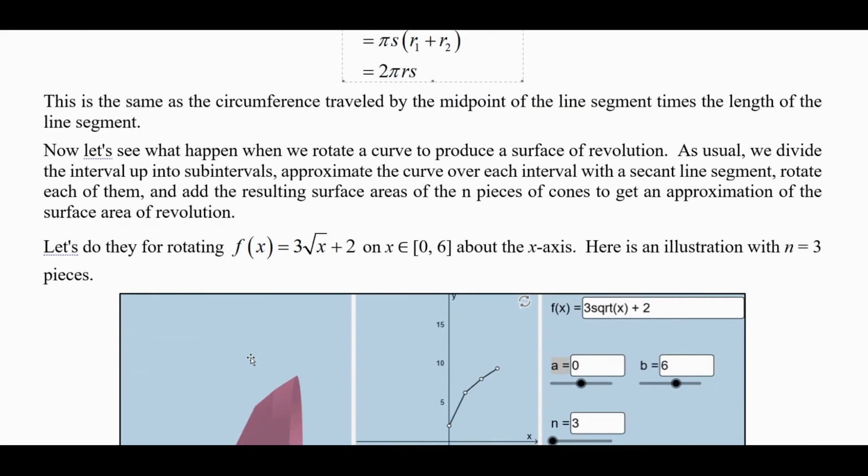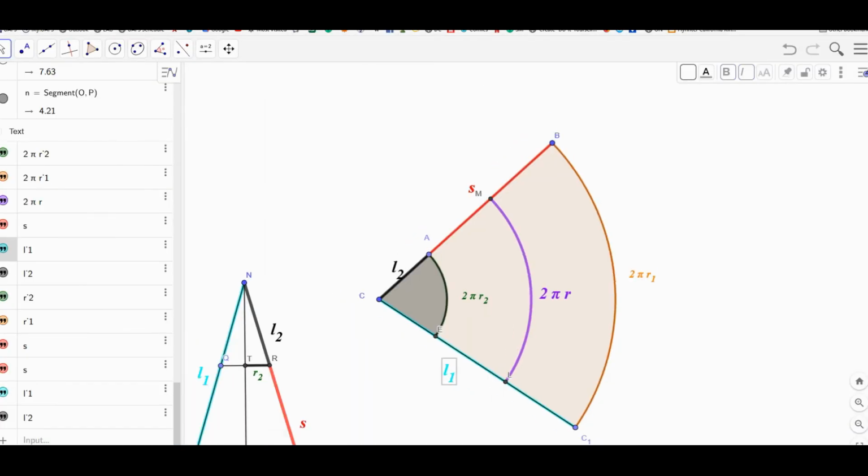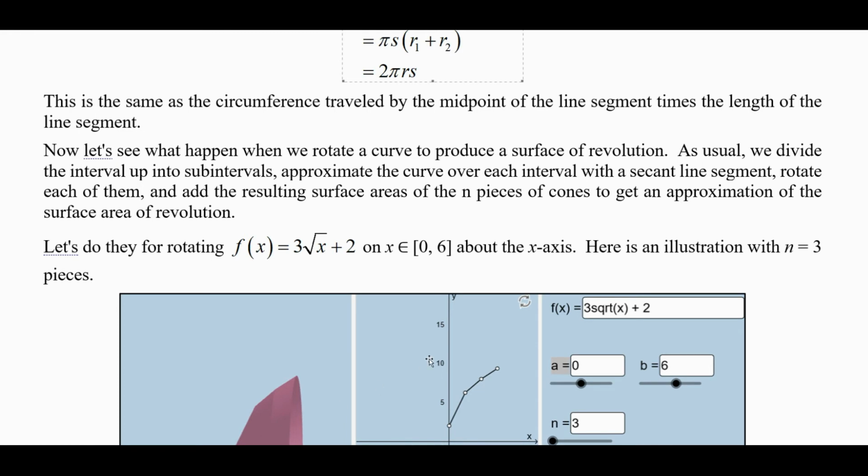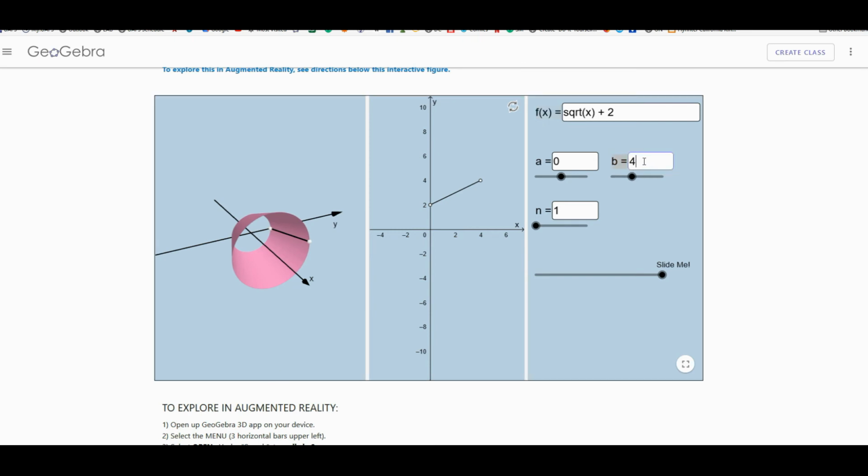Now let's go to producing a surface of revolution. So let's go back to the app. I'm going to do 3 square root of x plus 2, and just so that I'll match the notes, let me see where I had it going. 0 to 6. Okay, so we're looking at this right here, and we're going to rotate around, or revolve around, the x-axis.